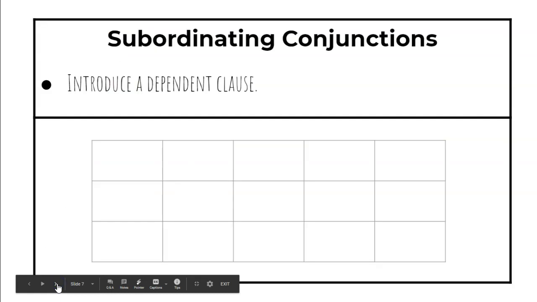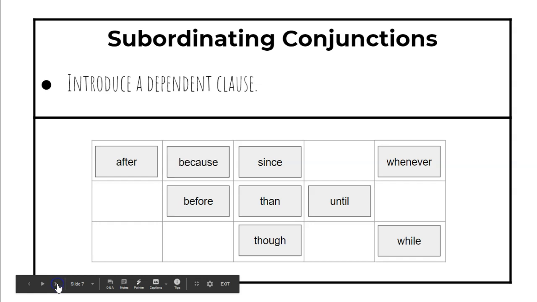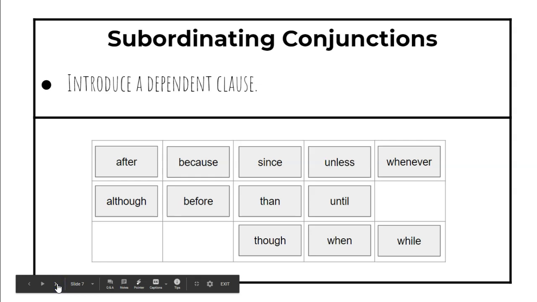So here is a list of the subordinating conjunctions. We have after, before, though, since, until, while, whenever, than, because, when, although, unless, as, where, and if. So if any of those is at the beginning of a clause, you know that that part of your sentence is the dependent clause, right? Because it cannot stand alone.